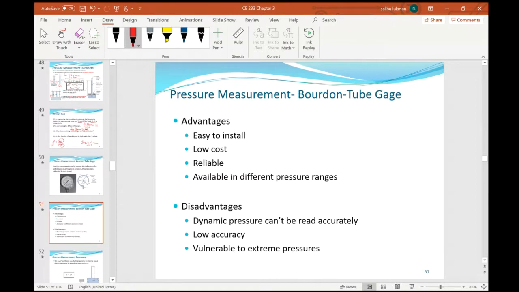Pressure measurement using the Bourdon tube gauge has advantages as well as disadvantages. The advantages are it is easy to install, it is low cost and reliable, and is available in different pressure ranges. The disadvantages are that dynamic pressure is not read accurately. Dynamic in the sense that the pressure changes with time. It also has low accuracy, and it is vulnerable to extreme pressures. When the pressures are very, very high, it will not be able to read correctly.